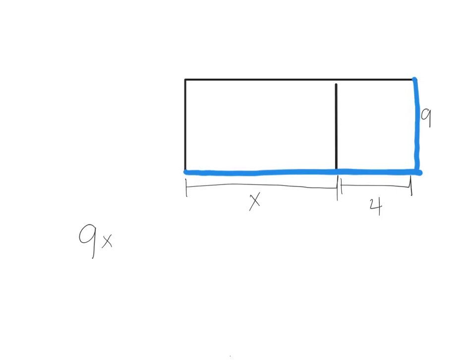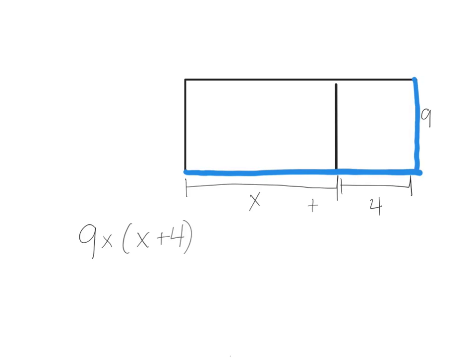So to find the length of the whole side, I need to put these two together, and when I put things together, I add them. So I am going to do x plus 4. Now I don't know what that equals, but that's okay. I can just leave it as x plus 4. And this right here is all you need for the first equation.